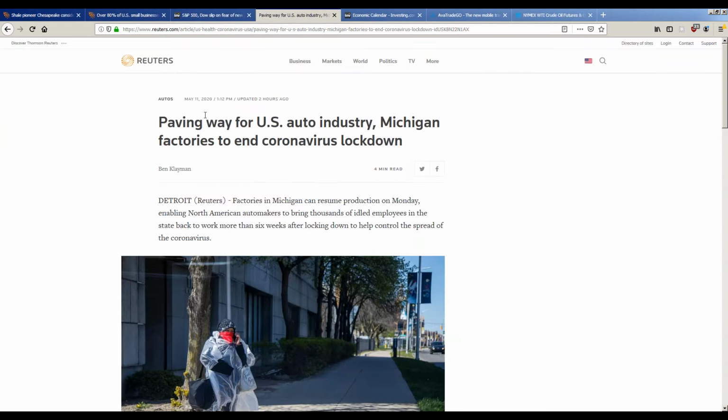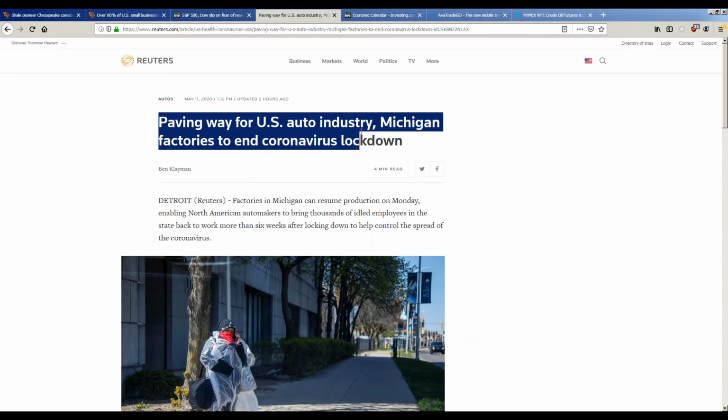Here's a bit of good news. Paving the way for US auto industry, Michigan factories to end coronavirus lockdown. Okay, Michigan's big for the auto industry. It used to be bigger than it is now, but it's starting to come back as a big production state for the auto industry, largely under Trump, really wanting to get the factories all back open and American production up. Before this pandemic, things were really booming.